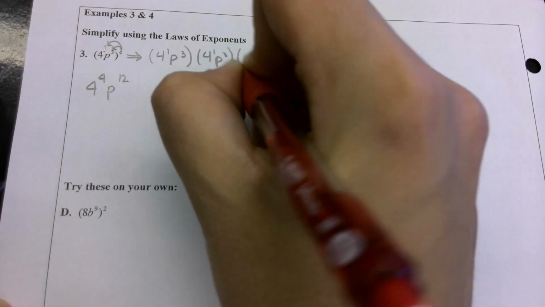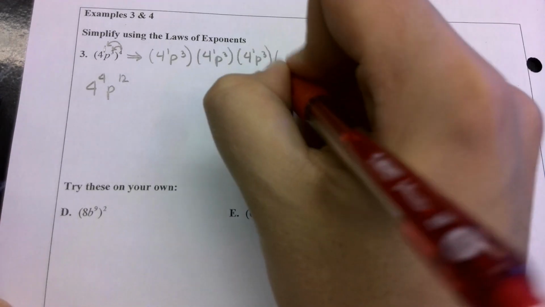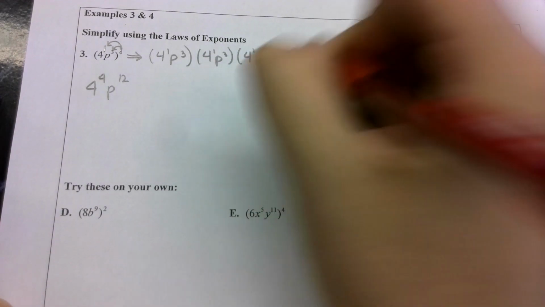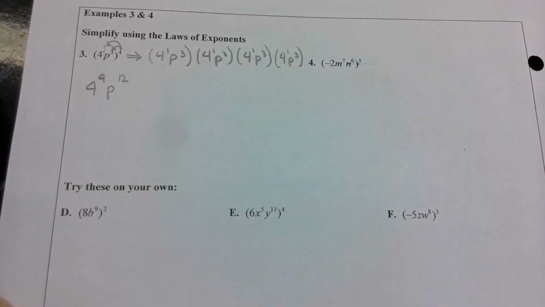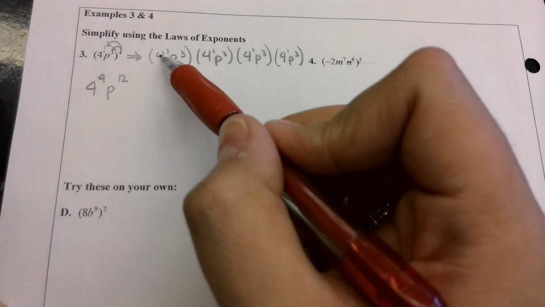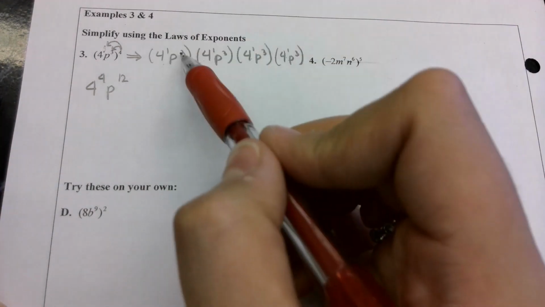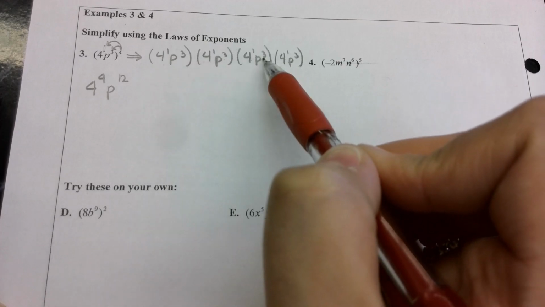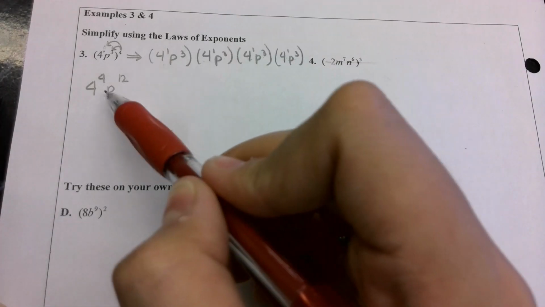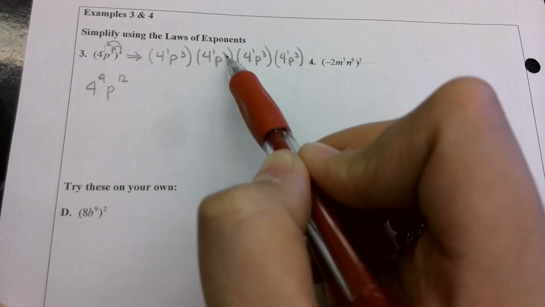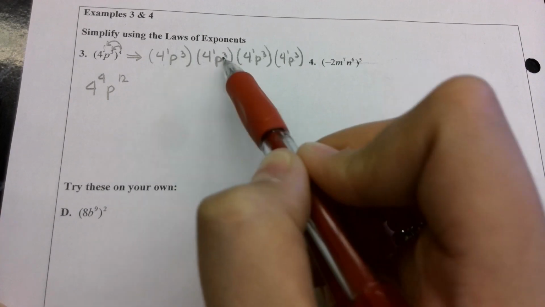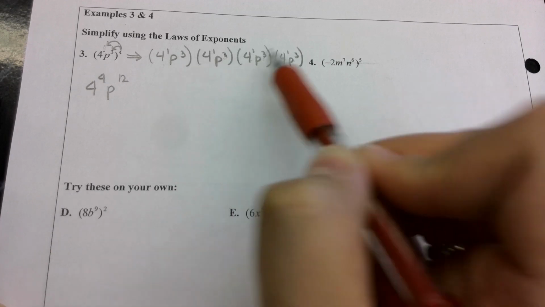If you don't believe me, expand 4 to the first times p to the third times 4 to the first times p to the third times 4 to the first times p to the third times 4 to the first times p to the third. I have 4 groups of 4 to the first times p to the third. You can see 4 is being multiplied by itself 4 times. That's why the exponent became 4. P to the third times p to the third times p to the third times p to the third. Keep your base of p, add your exponents. 3 plus 3 is 6, plus 3 is 9, plus 3 is 12.